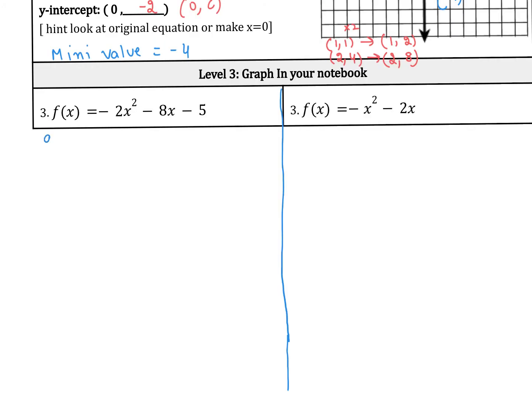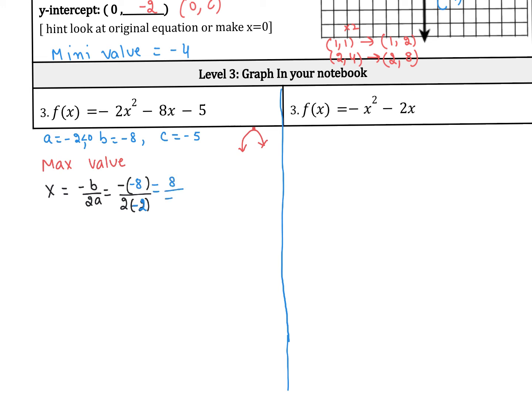For number 3, a is negative 2, b is negative 8, and c is negative 5. A is less than 0, so the parabola opens down, which means this is going to have a maximum value. To find the axis of symmetry, you have this formula, negative b over 2a, where a is negative 2 and b is negative 8. 8 over negative 4, that's going to be negative 2.